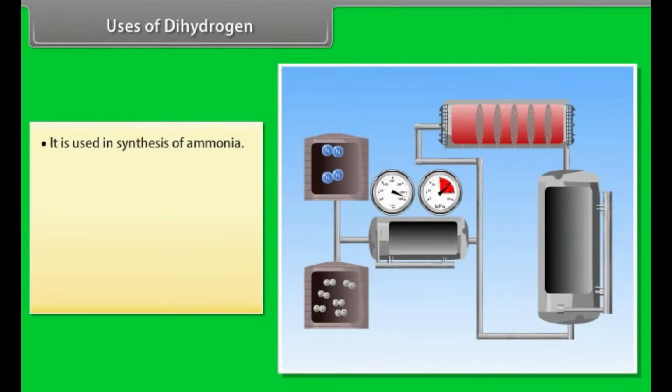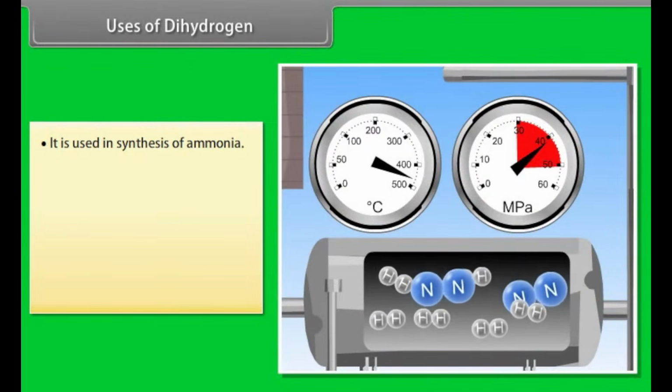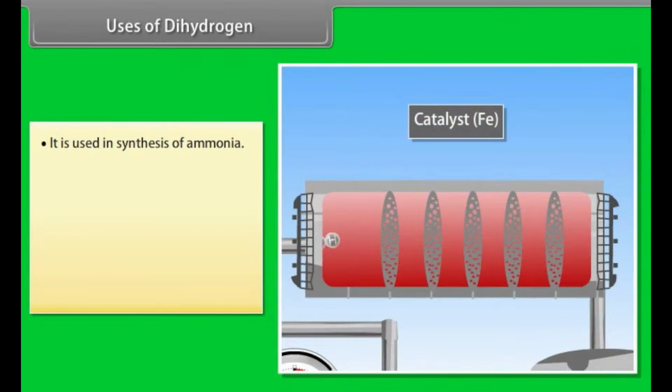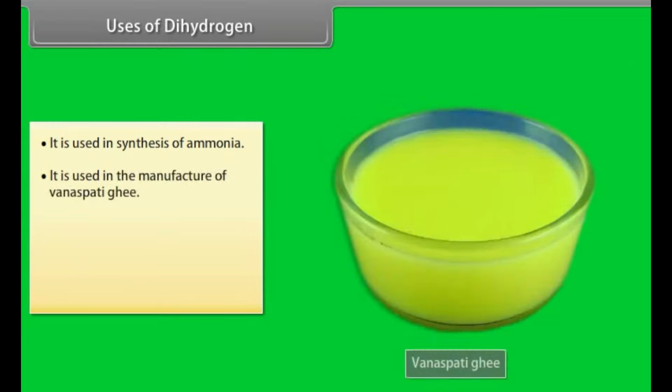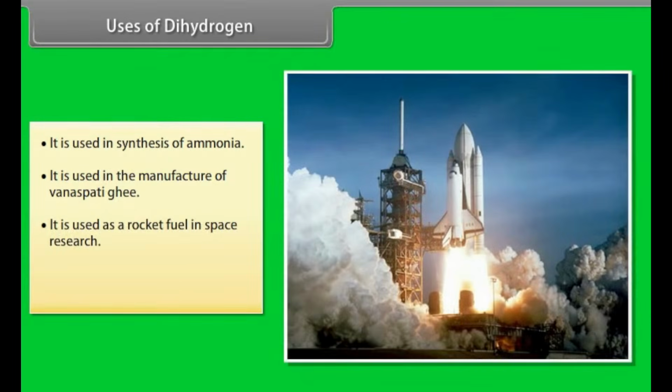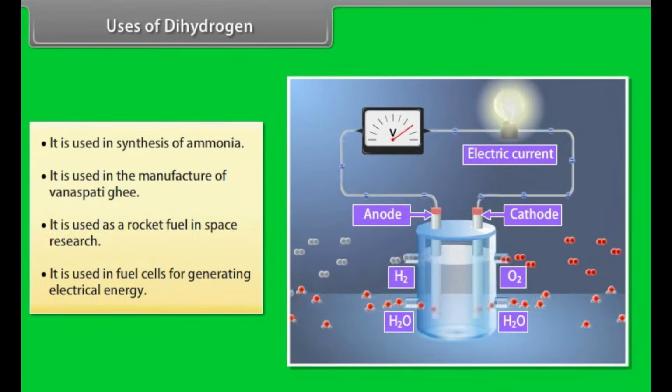Uses of dihydrogen. It is used in the synthesis of ammonia. Nitrogen and hydrogen are passed to a heater, where these are heated up to a certain temperature. After that, they are compressed and then passed to a reactor, where the reaction takes place. After that, the mixture is passed to a waste heat boiler, from which ammonia is cooled and then stored, and nitrogen and hydrogen are recycled. It is used in the manufacture of vanaspati ghee. It is used as a rocket fuel in space research. It is used in fuel cells for generating electrical energy.